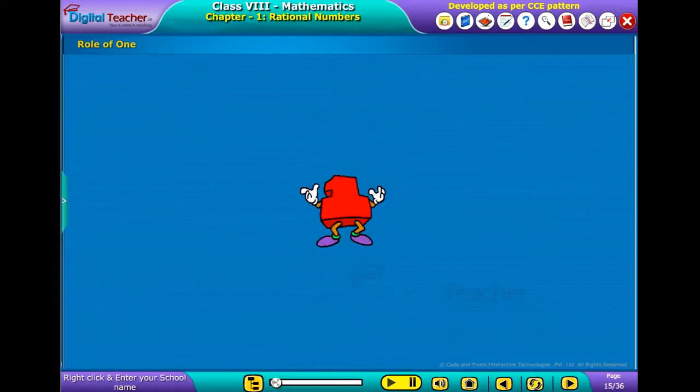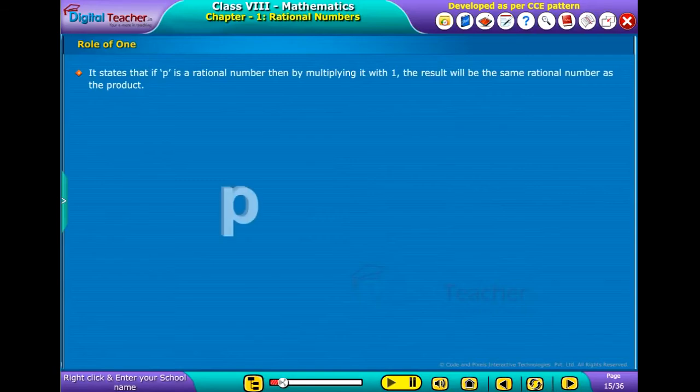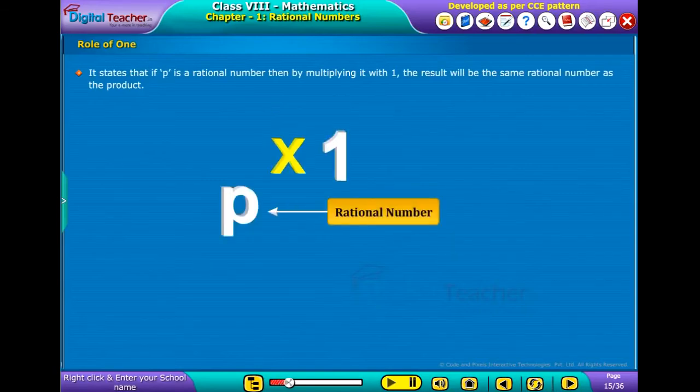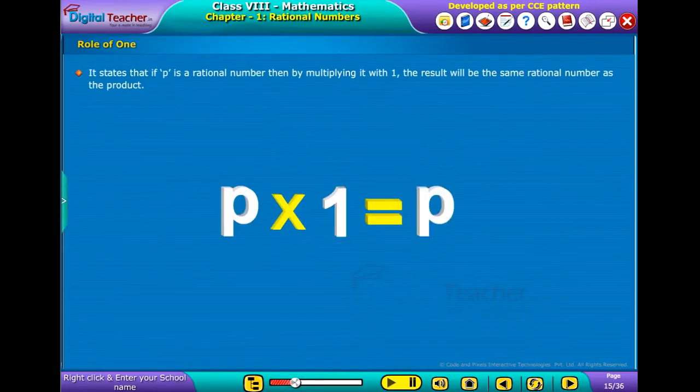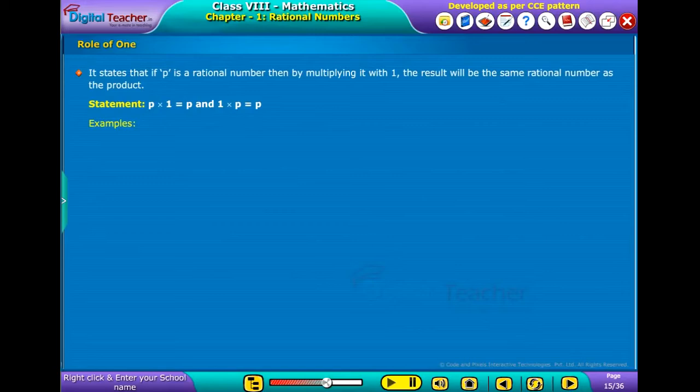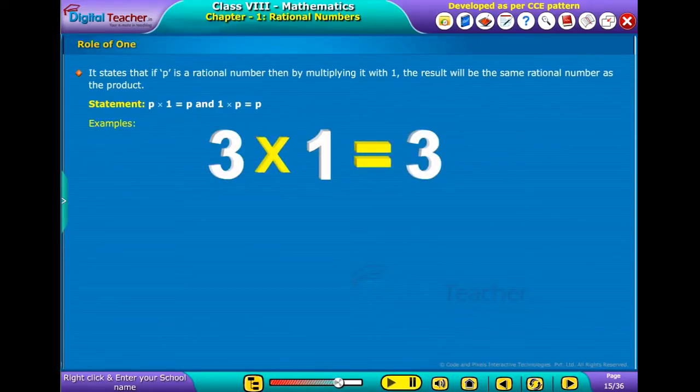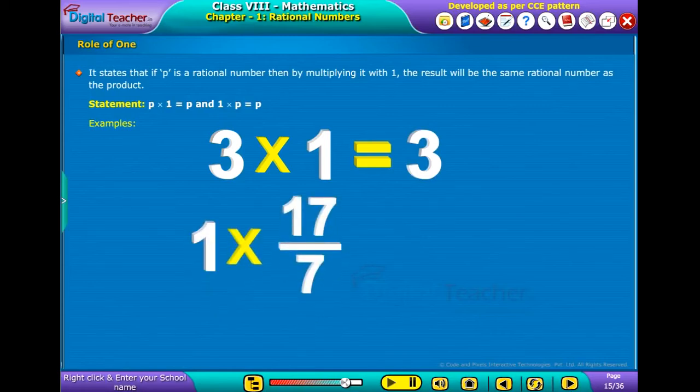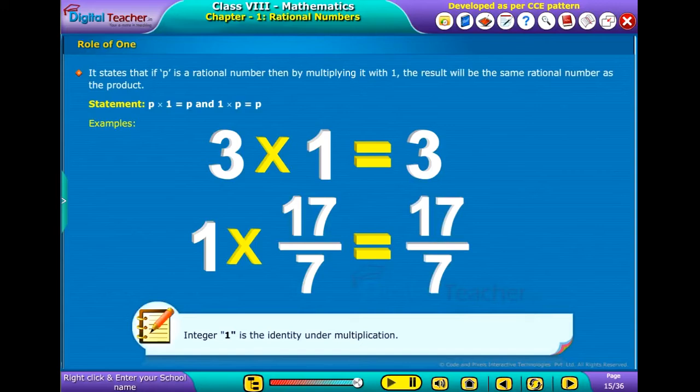Role of 1. It states that if p is a rational number, then by multiplying it with 1, the result will be the same rational number as the product. Statement: p × 1 is equal to p and 1 × p is equal to p. For example, when we multiply 3 with 1, we get the result as 3. And also when we multiply 1 with 17/7, we again get 17/7. Note: integer 1 is the identity under multiplication.